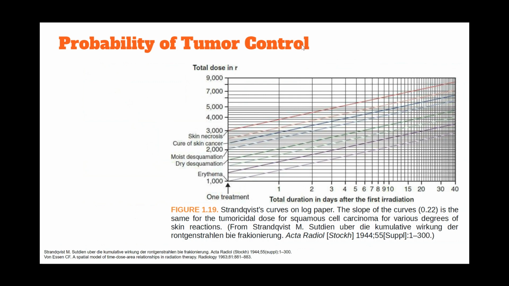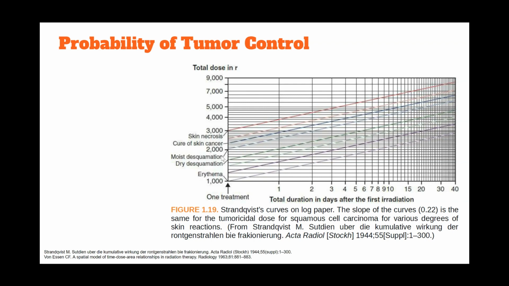Strandquist was the first person who had actually talked about it. These are the curves that he had plotted. He saw that at around 1000 rad, which was what was being used as the dose at the time, erythema appeared in skin. If only a single treatment was given, after 1 day, after 7 days, after 15, 20, 30, 40 days, this is how erythema increased and the dose increased.